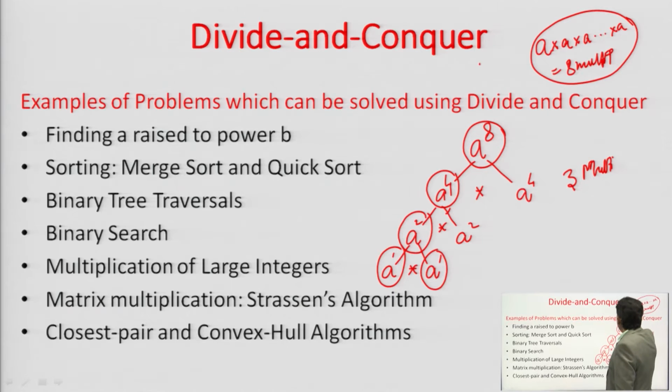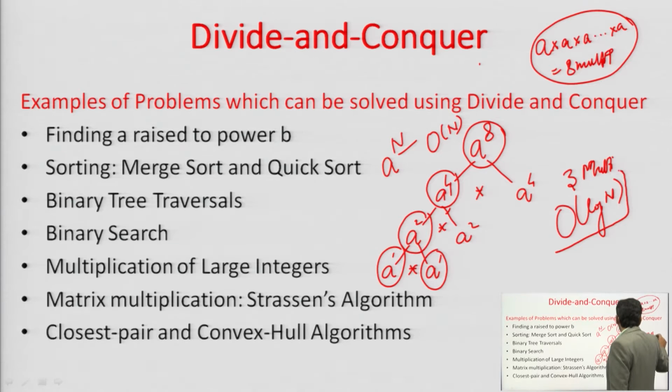So, earlier in case we are finding a raised to the power n, then the order of n multiplications are required. Here in this case, order of log n multiplications are required. So, you already know what is the difference between n and log n. We have seen the growth of n and log n, where n grows very fast as compared to log n. Then merge sort, that we have already seen in the last lecture.